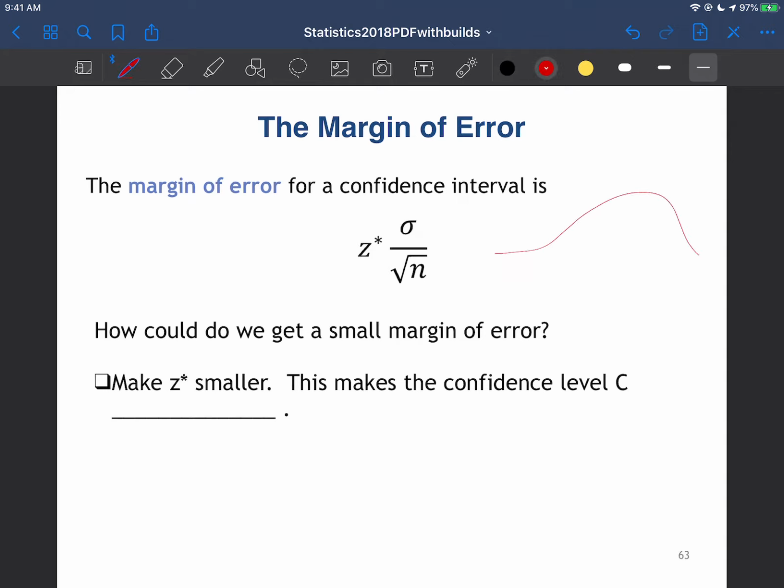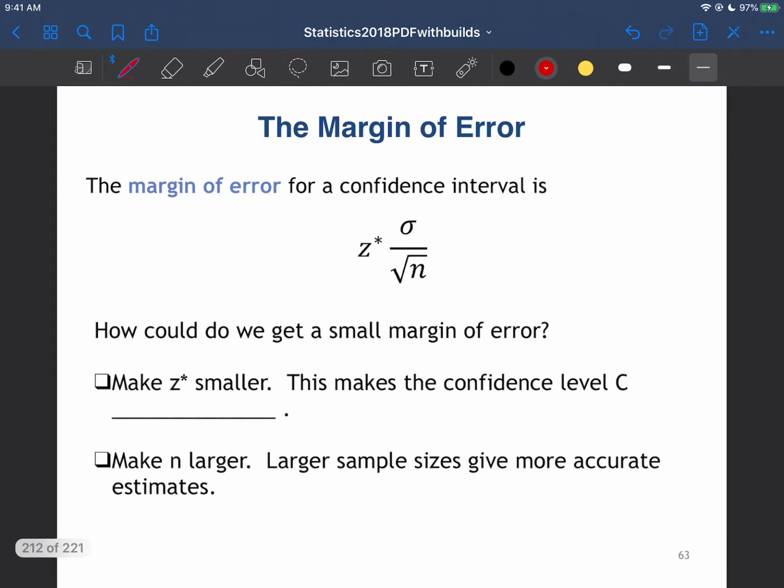Let's try that again. Okay, something like this. Remember, z star is telling me that the area between negative z star and z star is my confidence C. So if I want z star to be smaller, that means I want z star to come in this way. But what is that going to do to C? Well, that's going to make C smaller also, right? So by making my margin of error smaller, that also makes my confidence smaller. What else could I do?